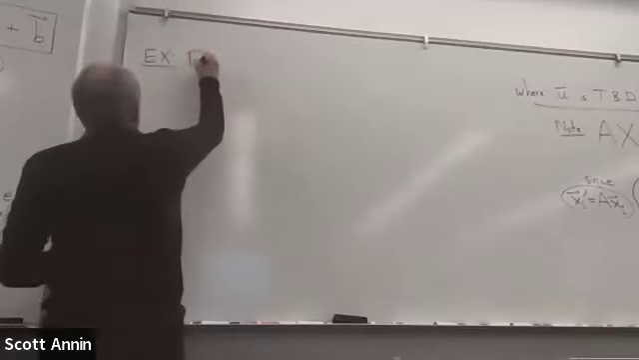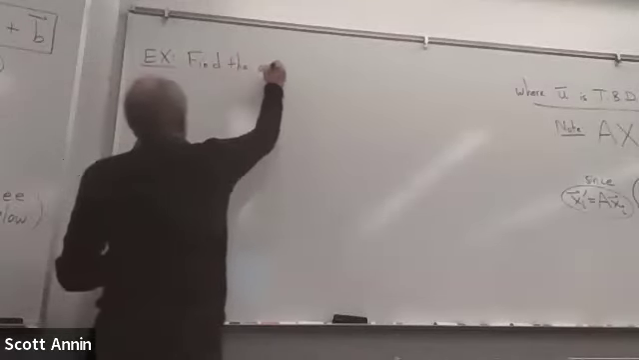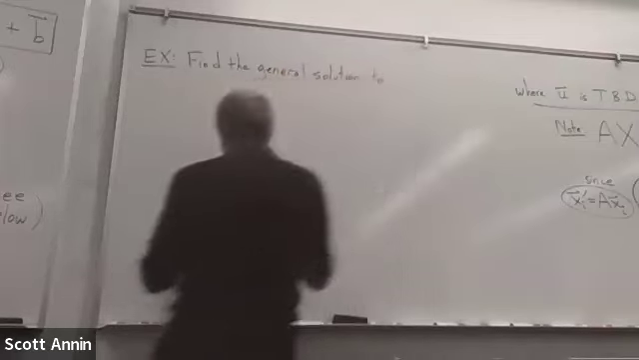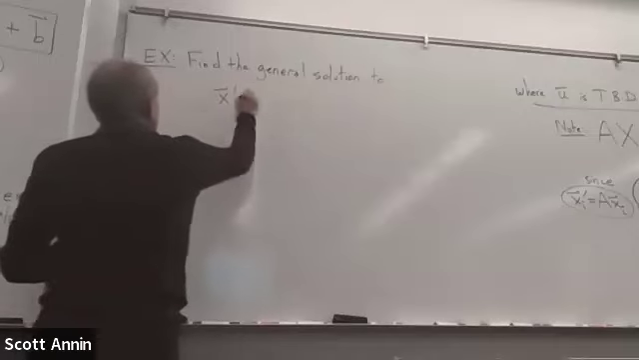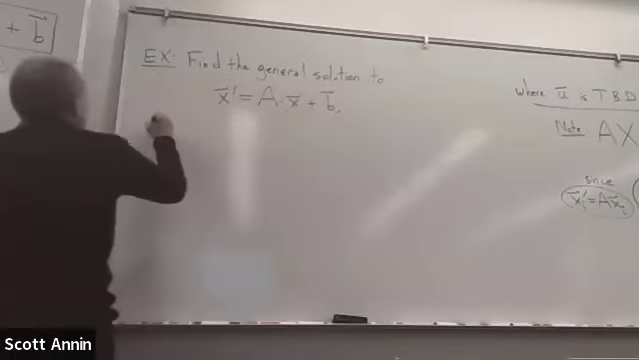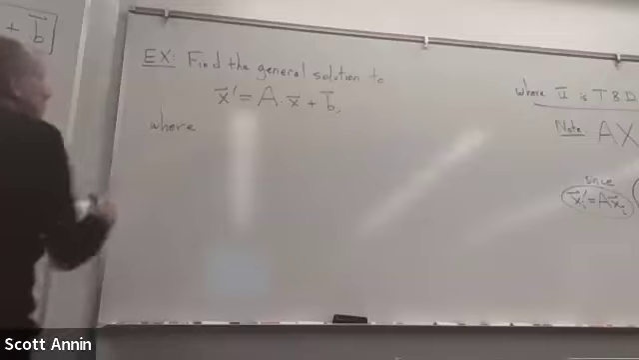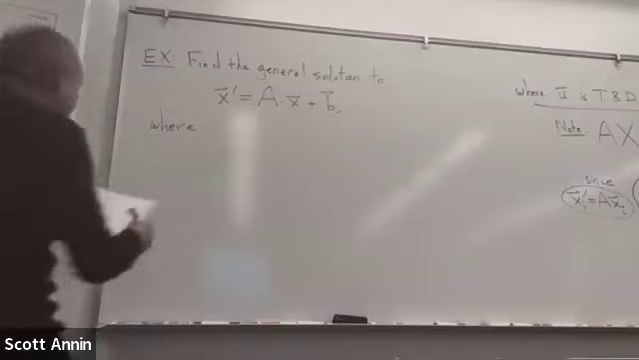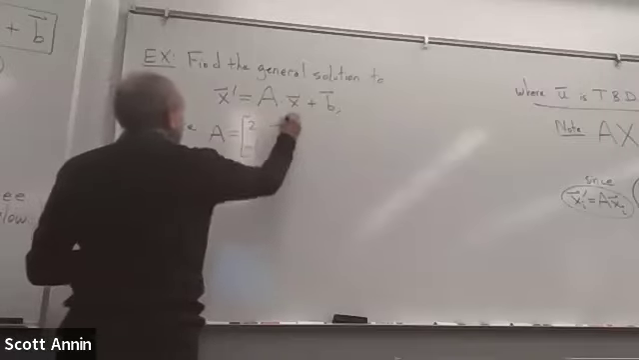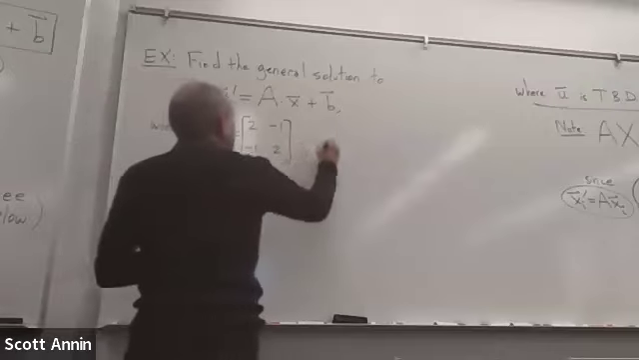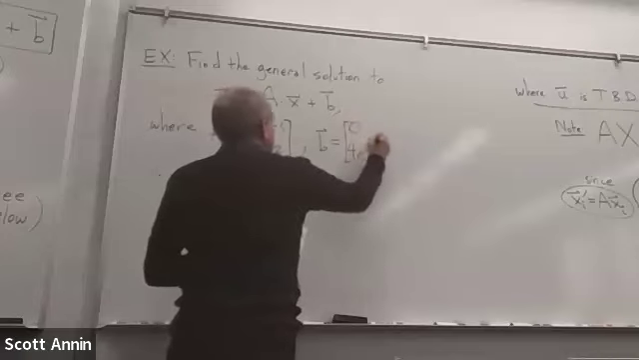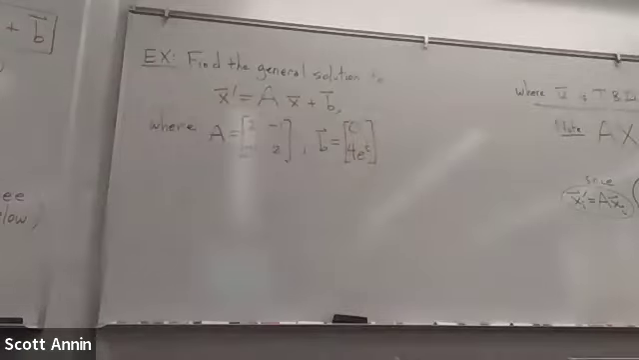Let's find the general solution to the following system: X prime equals A times x plus B, where, well, let's write down the matrix A. I'm going to use this matrix here. It's going to be 2 and negative 1, and then negative 1 and 2. And then B is going to be a vector. It's always going to be represented as a column vector. And let's just use 0 and then 4e to the t.